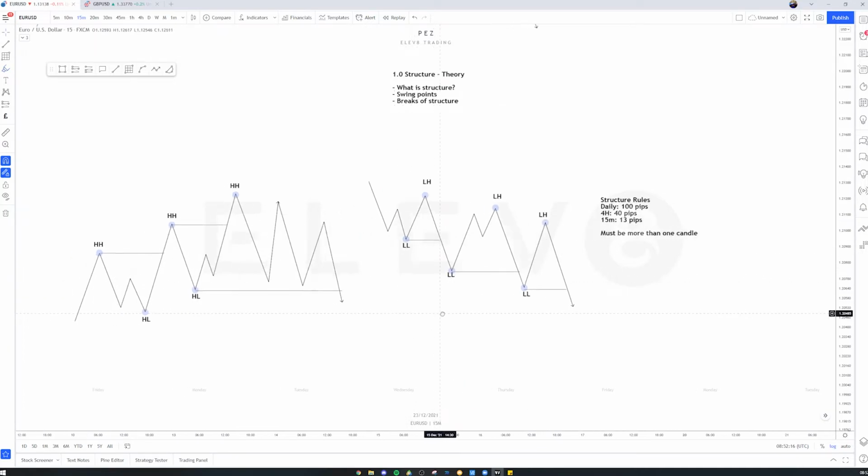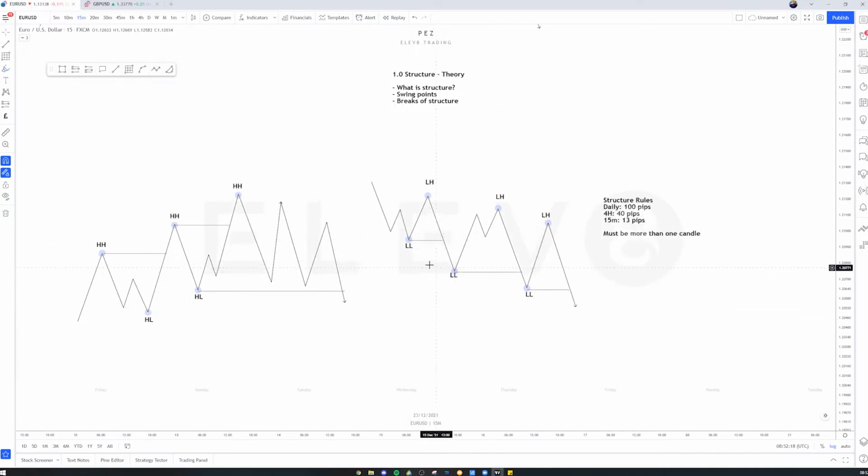It's the same thing over and over again: pull back, break, and then lower high, lower low. So we're going to move on to the next video, which is going to be about applying this to the markets and developing a better understanding in a live market.